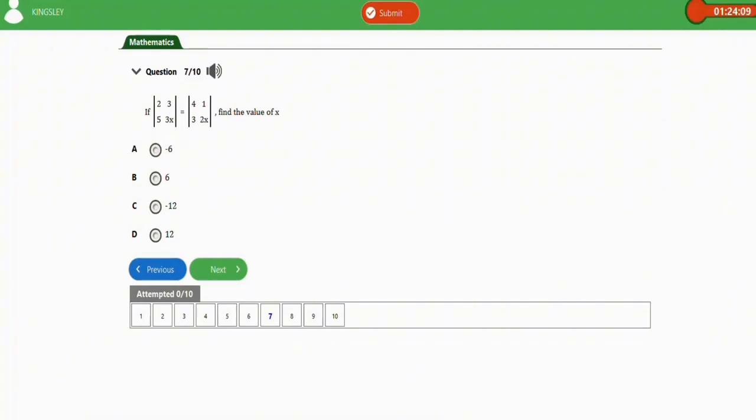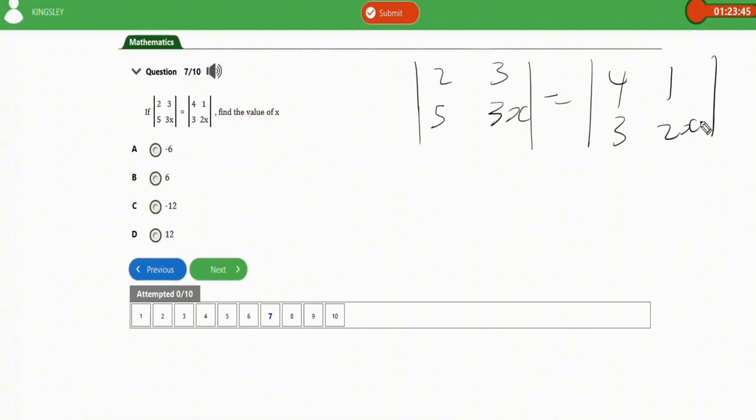Alright, so guys, let's solve this question. It says if this equals the final value of x. This is similar to the second question we solved. So let's just solve a similar version of it again. So this is the question 2, 3, 5, and 3x equals 4, 3, 1, and 2x. So as usual, this will times this and this will times this.